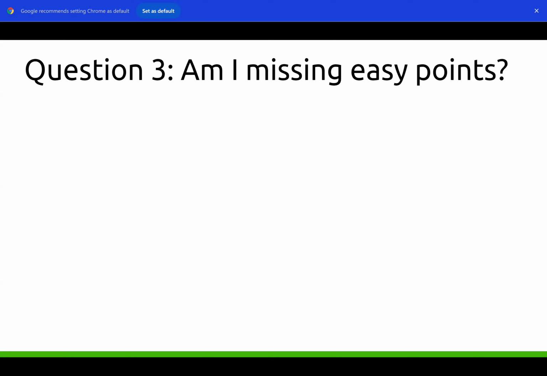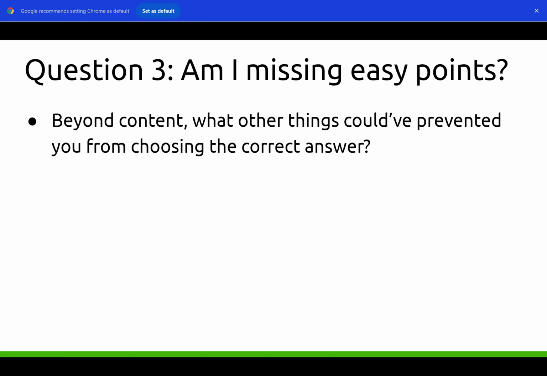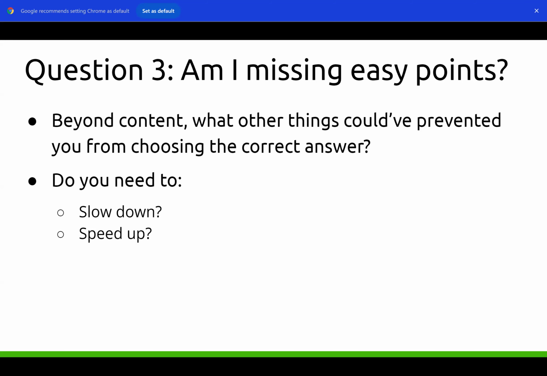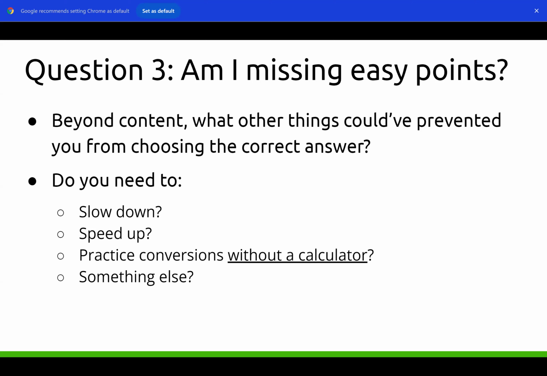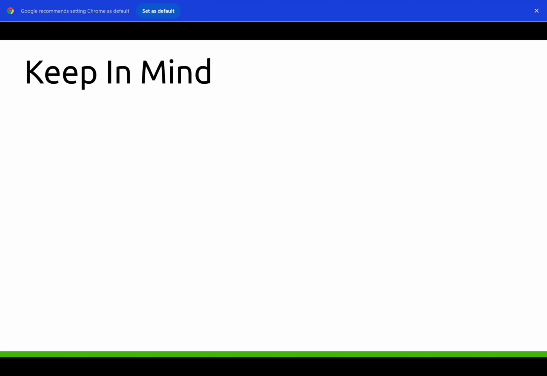And then the last question, are there easy points that you're missing? So other than the content, what other things are preventing you from choosing the correct answer? Are you missing things in the notes? Are you needing to slow down? Are you needing to speed up? Are you taking too much time to think about this question and then second guessing yourself? Do you need to practice conversions without a calculator? A lot of students get really good at doing conversions because they're allowed to have a calculator. And then the second the calculator is gone, the issues come up. So do I actually just need to get more comfortable not using a calculator? How do I do that? Or is it something else? Be open to all kinds of options as to why these might be your challenge.